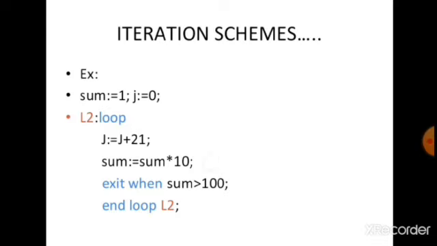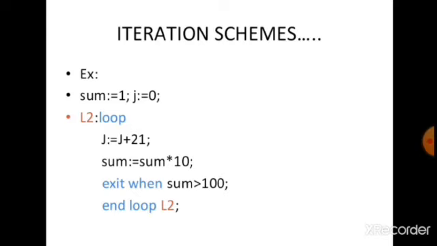j is equal to j plus 21. Initially j is equal to 0, so next it is 21, and sum is equal to sum into 10, 1 into 10, that is equal to 10. So in this way, after this what happens here? It checks the condition: exit when sum is greater than 100. Is the sum greater than 100? No. Now your sum is equal to only 10.